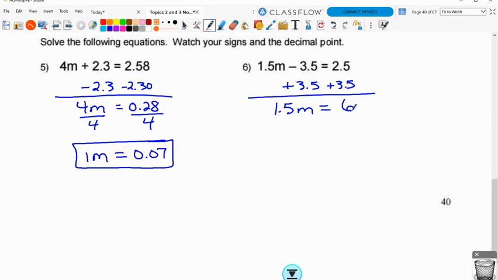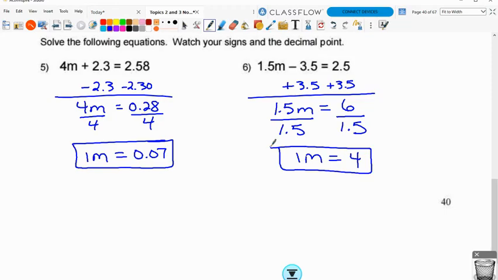Now we want the value of just 1m, so I'm going to divide both sides by that 1 5/10. On the left, 1.5 m divided by 1.5 is just our 1m. And on the right-hand side, if you do 6 divided by 1 5/10, you get a value of 4. M equals 4.